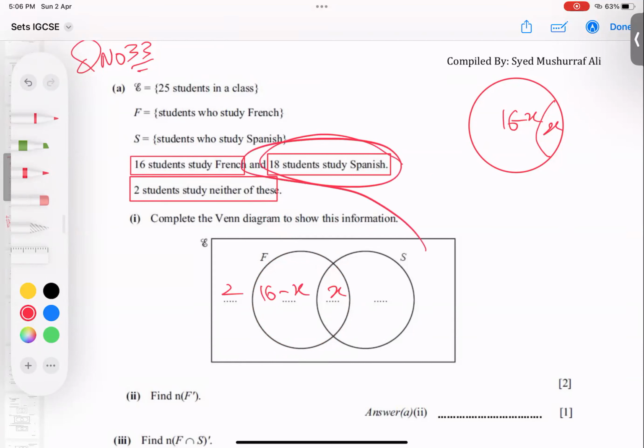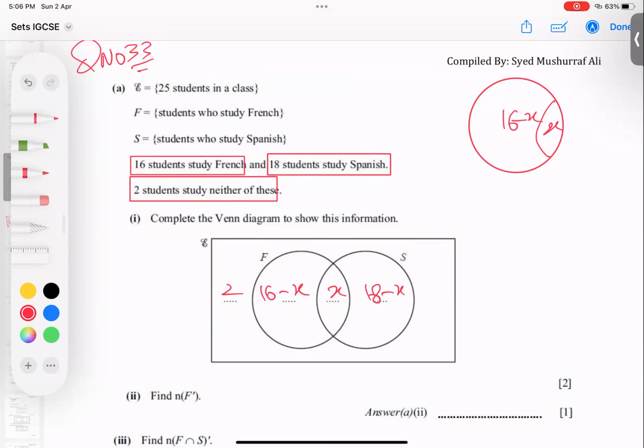And Spanish total is full circle 18. I repeat, the full circle of Spanish is 18. So if it's 18 and this X is gone, what member comes here? Naturally this becomes 18 minus X. This is a way to write it. I hope you got my point to some extent.